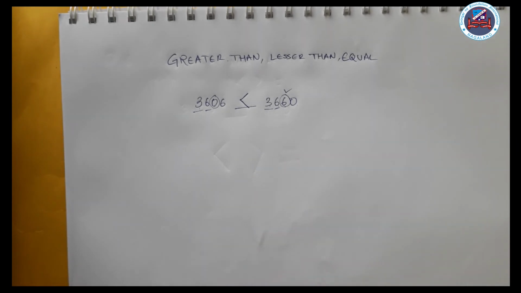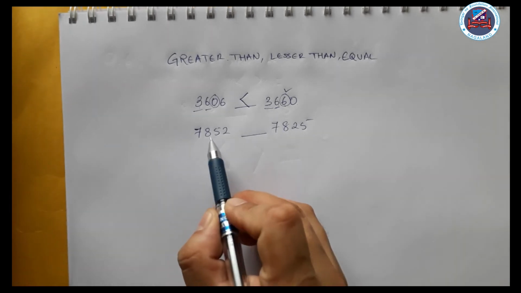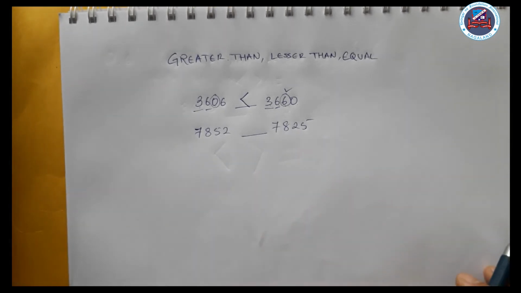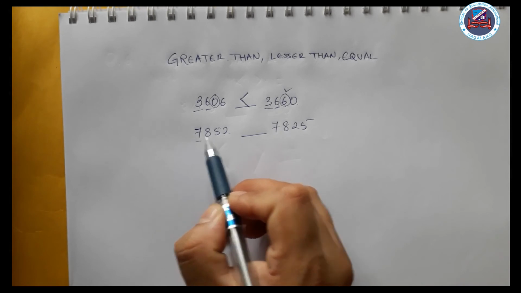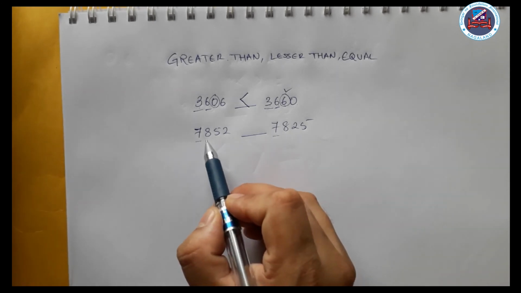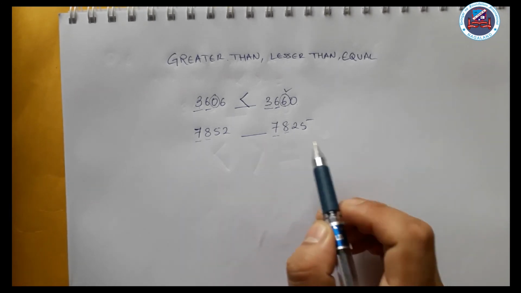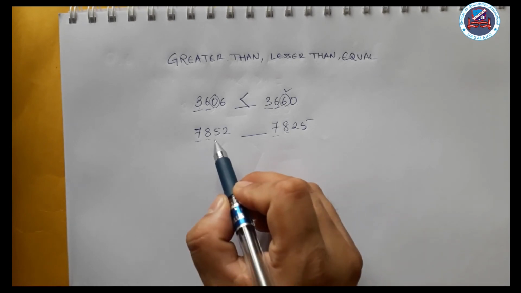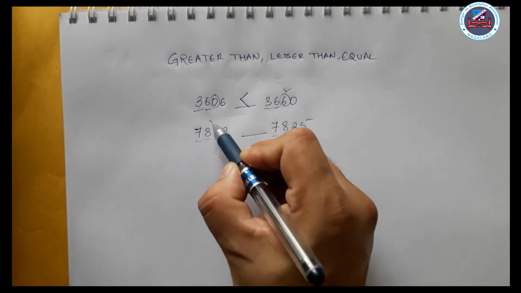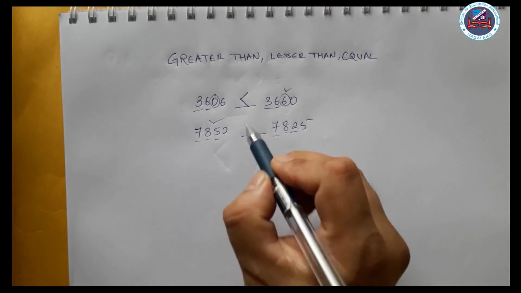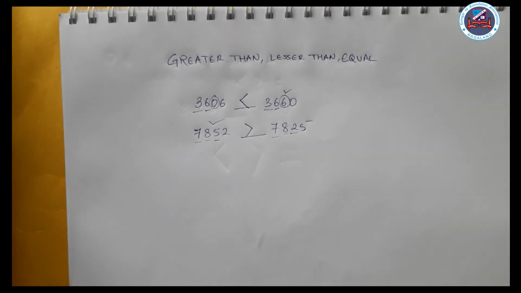Now let's take another example. Similarly, we will count the number of digits, 1 2 3 4, 1 2 3 4. Same. The first digit 7 and 7, again same. 8 and 8, the second digit is also the same. Now the third digit here is 5, here is 2. Now in this case, this is bigger, so we put this sign.